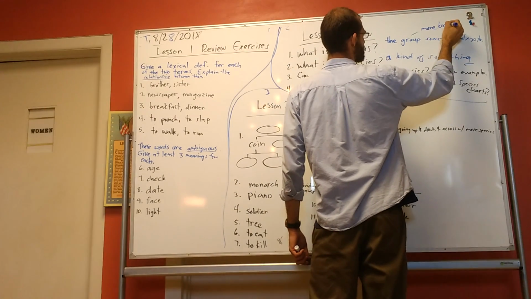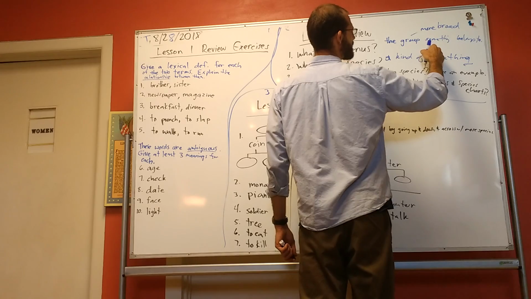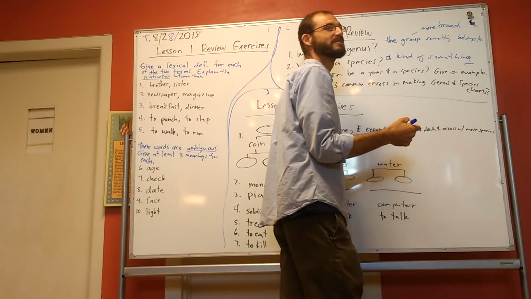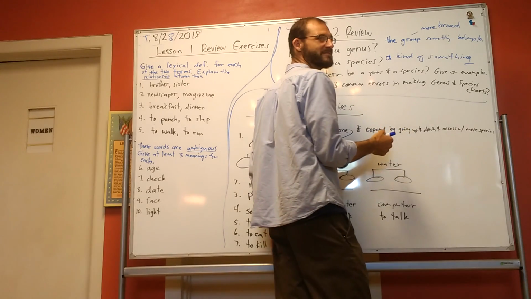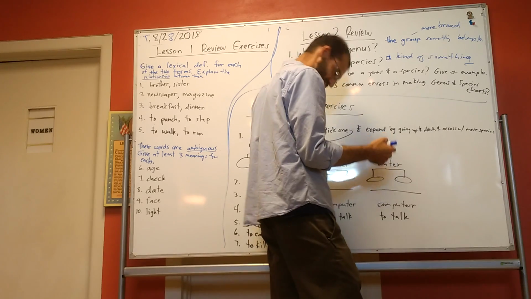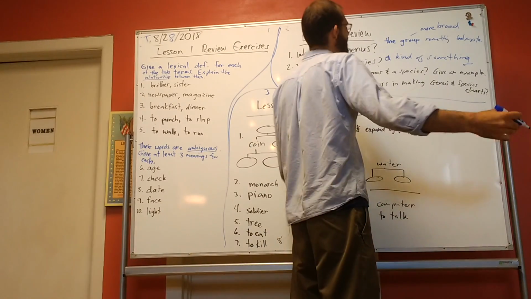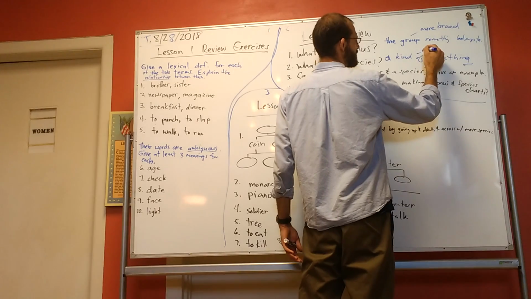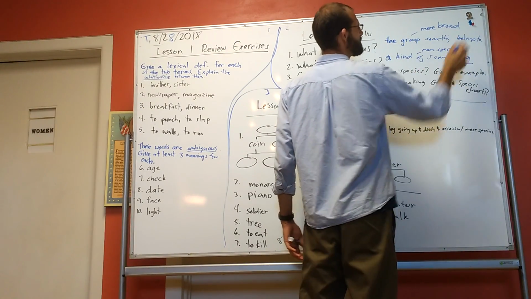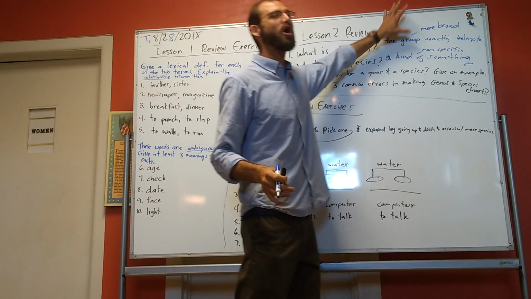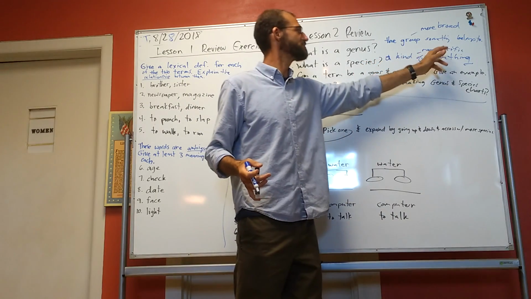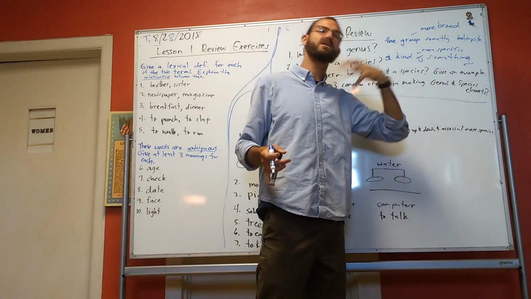It's the group something belongs to. The group something belongs to. So a genus is broader, and it's the group that something belongs to. A species is more specific. It's a kind of something that belongs to the genus.